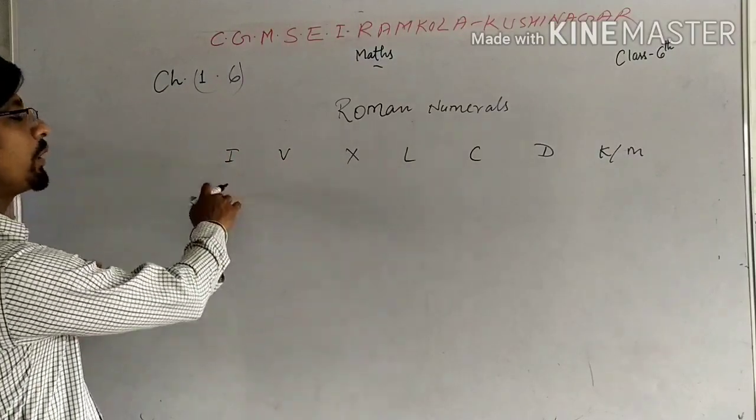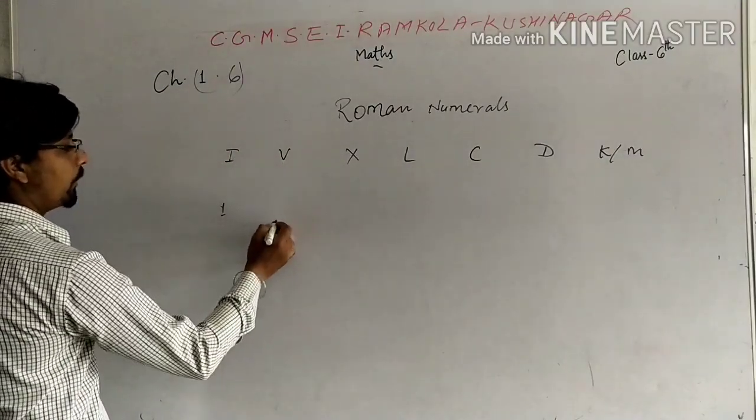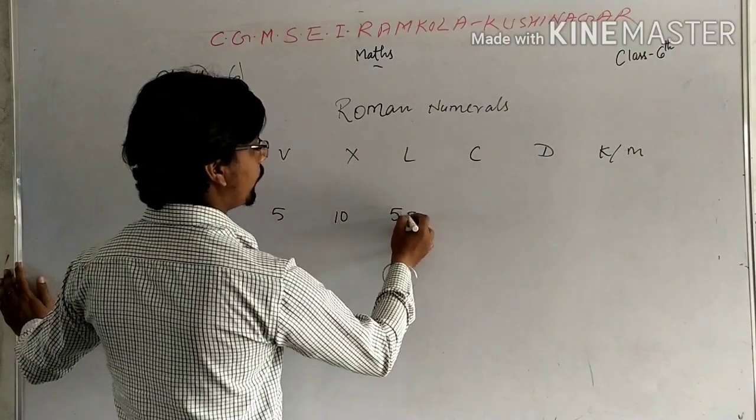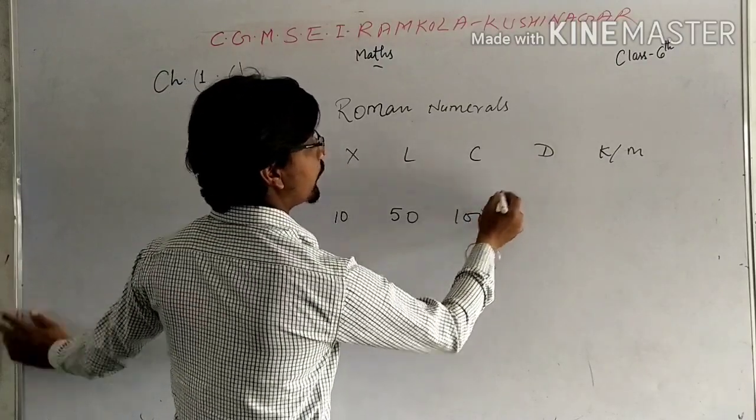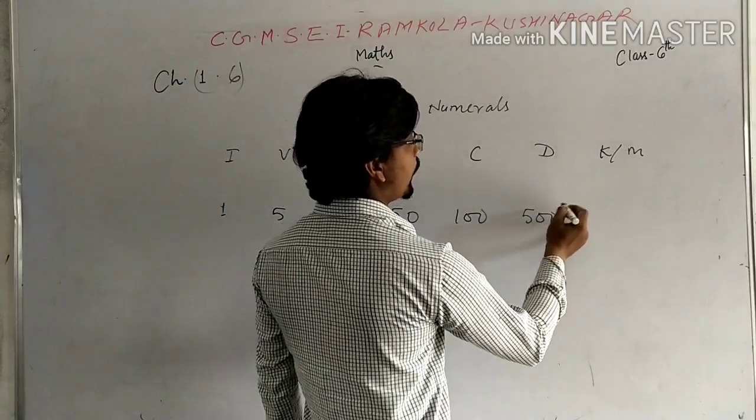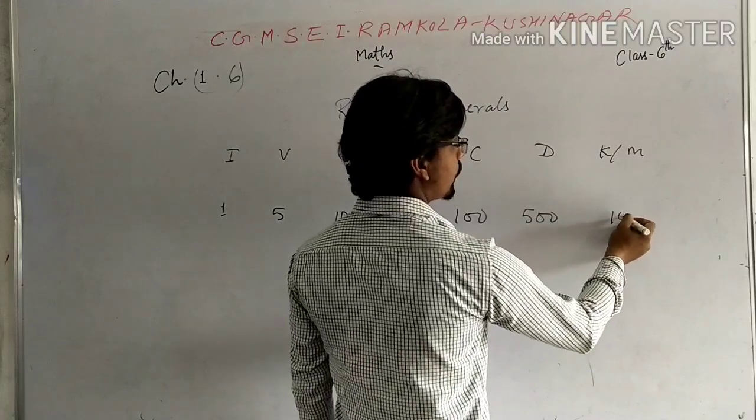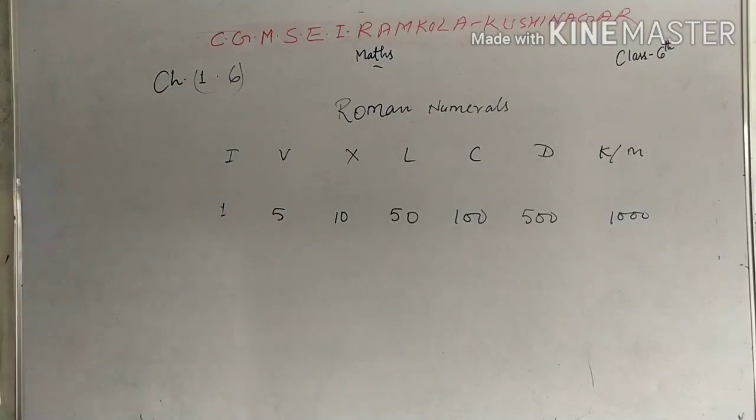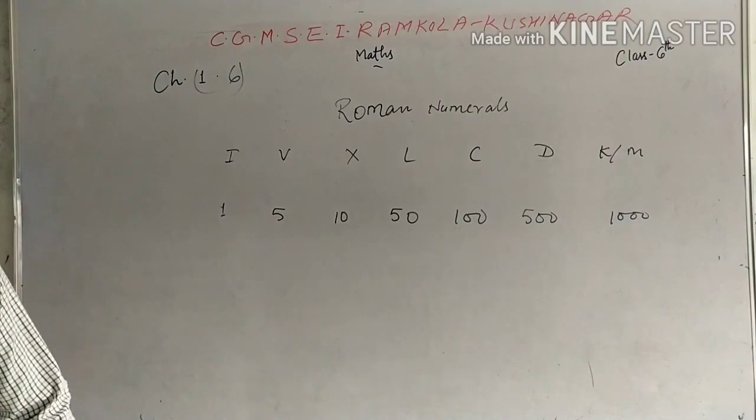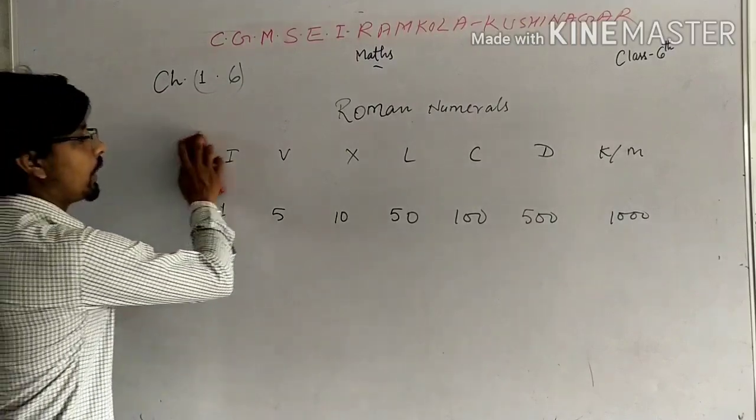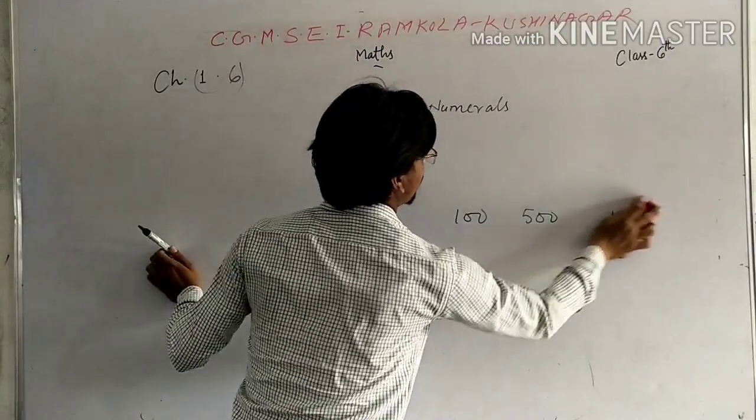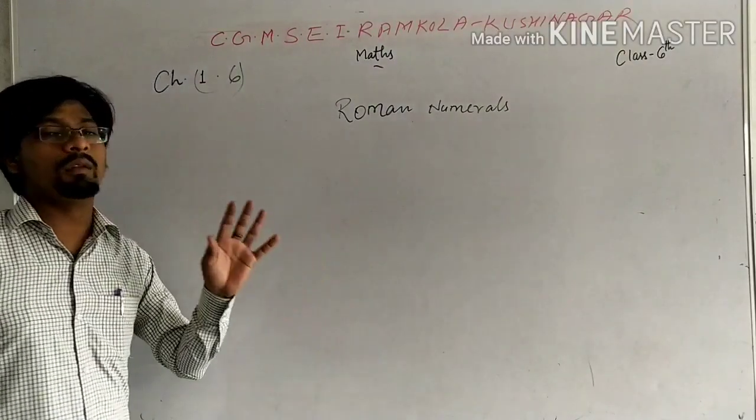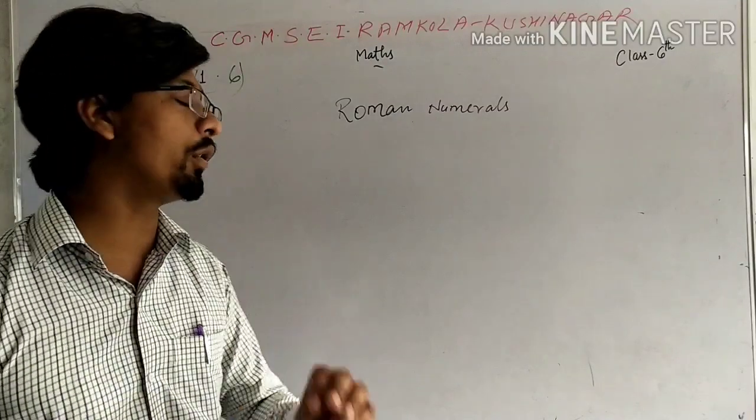So these are the basic Roman numerals. There are 7 basic Roman numerals. I stands for 1, V stands for 5, X stands for 10, L stands for 50, C stands for 100, D stands for 500 and M stands for 1000. Okay? In the same way, there are some rules to write the Roman numerals. First you have to know we can't write any Roman numeral more than 3 times.